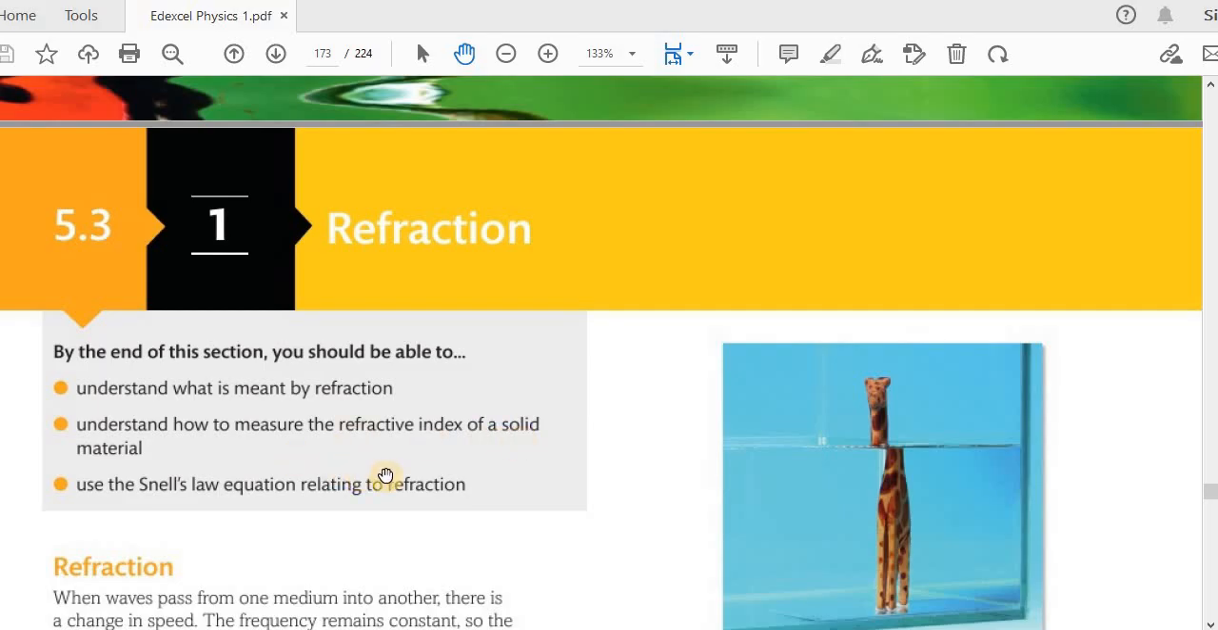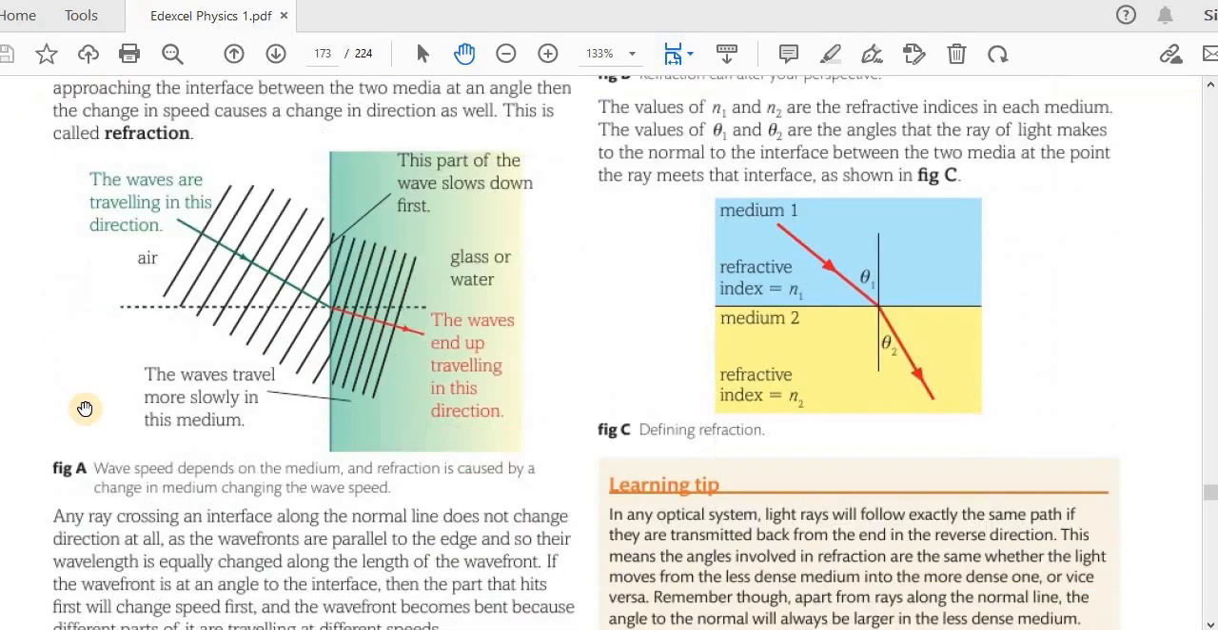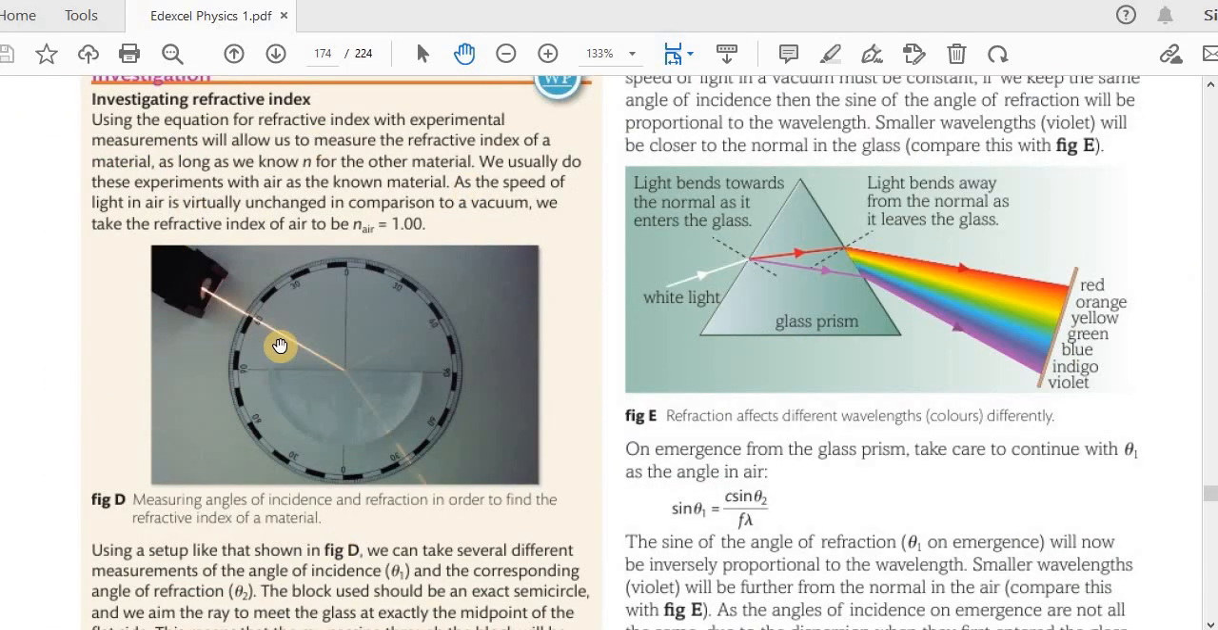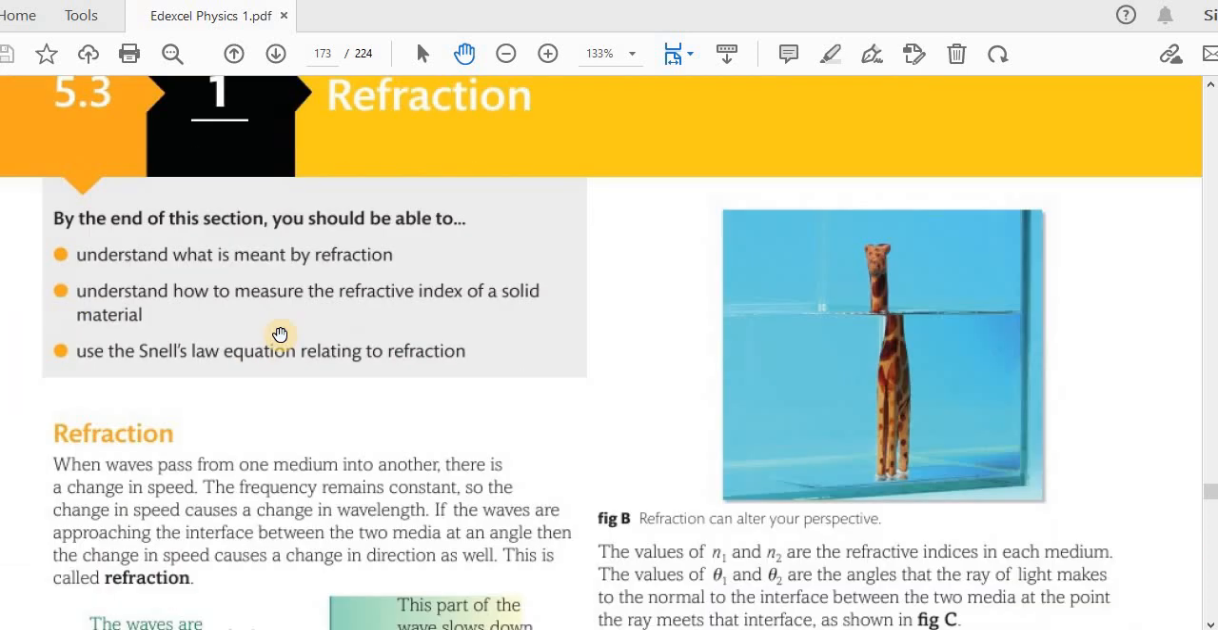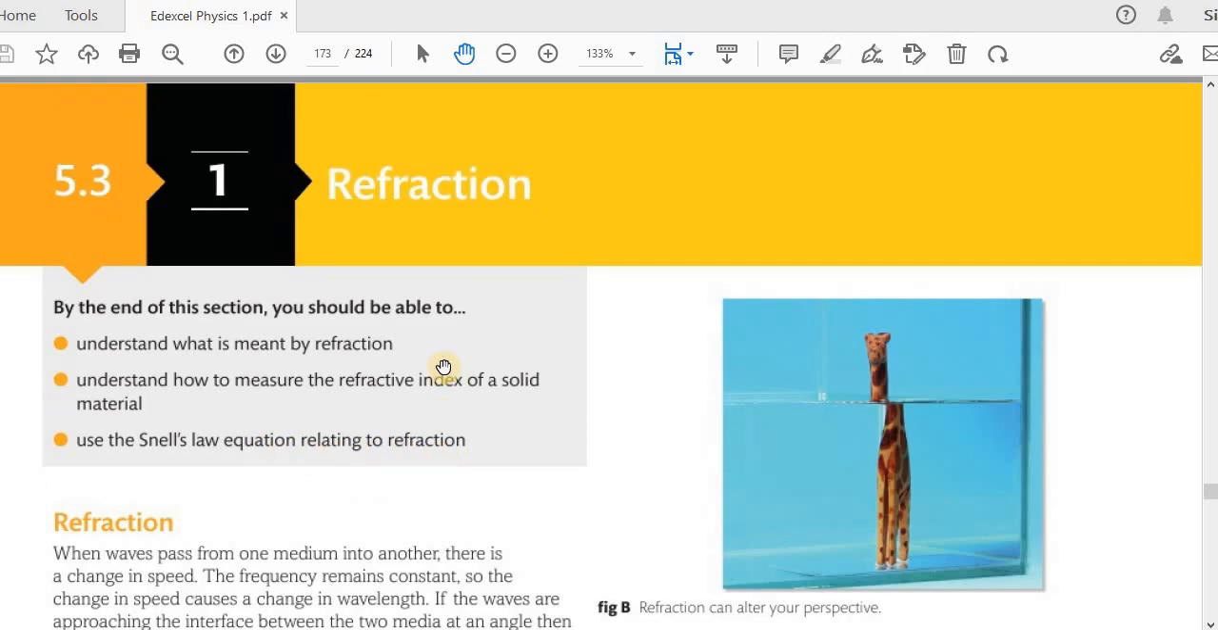So this is something you can have in the unit 3 paper, measuring the refractive index of a solid material. So it's basically like an experiment. So I will show you. Here it is. The next one, use the Snell's law equation relating to refraction.